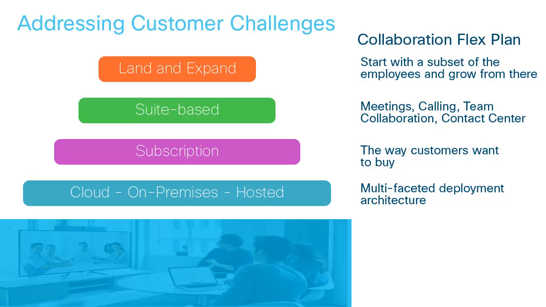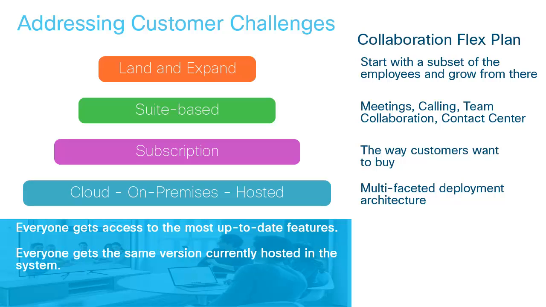With our eye on the transition to the cloud, we aren't selling different flavors of call control or meetings. This radically simplifies our offer. Everyone gets access to the most up-to-date features currently deployed in the software. This is a key departure from the previous models for selling enterprise software. Gone are the major and minor releases, paying for upgrades, and having users on different releases. Everyone gets the same version currently hosted in the system. Over all these points, we are driving simplification. That is, how our customers purchase services and how you articulate the offer and its suite of capabilities.